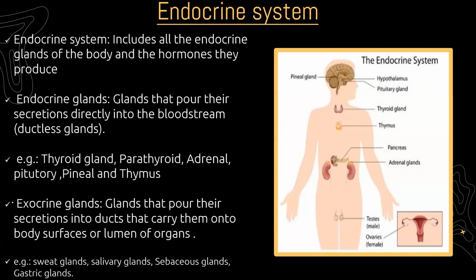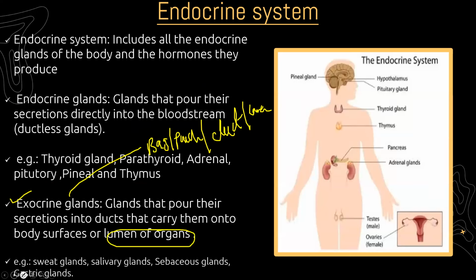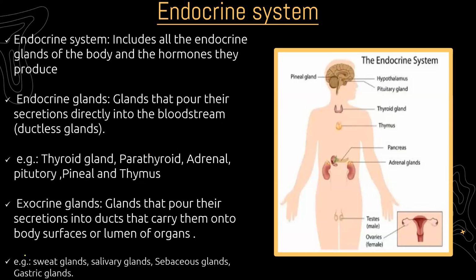Then the next one we can call the exocrine glands. They have a bag-like structure. They have a pouch-like structure. They have the duct. They have the lumen. Lumen means inner space. So whatever hormones or secretions they produce, friends, they will directly release into the lumen of that respective organ only. So they don't directly release into the blood.